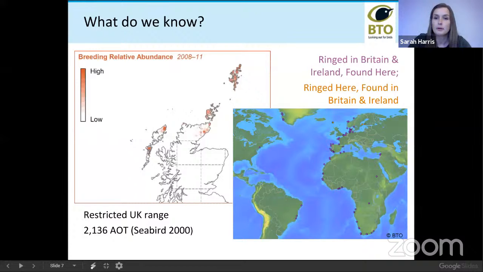So on the map on the right, we can see birds ringed in Britain and Ireland and where their rings have been found. So there's quite a few recoveries there. And then we've also got birds that were ringed elsewhere, just up the top here, tiny little dots there, and found in Britain and Ireland. But you'll notice that these are seabirds, and most of the recoveries are being found along the coastline. So probably not giving us a very good idea of what's happening when they're out at sea foraging.